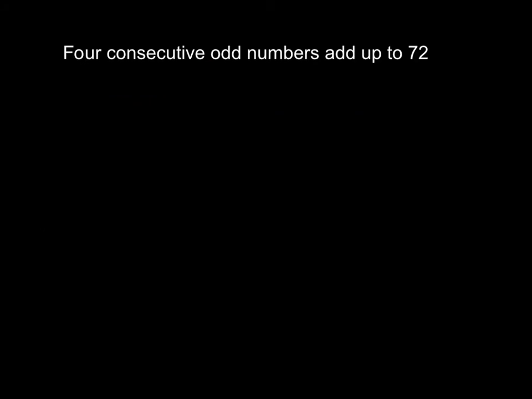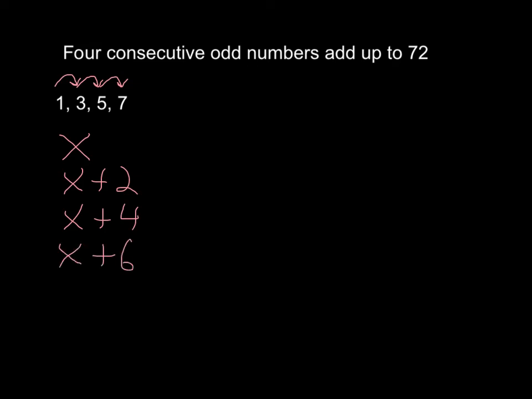The last type of problem we're going to look at in this video are the consecutive odd numbers. Now, just like even numbers, odd numbers go up by 2's. Don't be confused that we're going up by 2's. Odd numbers still have 2 in between each of them. So the first number in this example is x. The second one is x plus 2. The third one is x plus 4. And the fourth one is x plus 6.